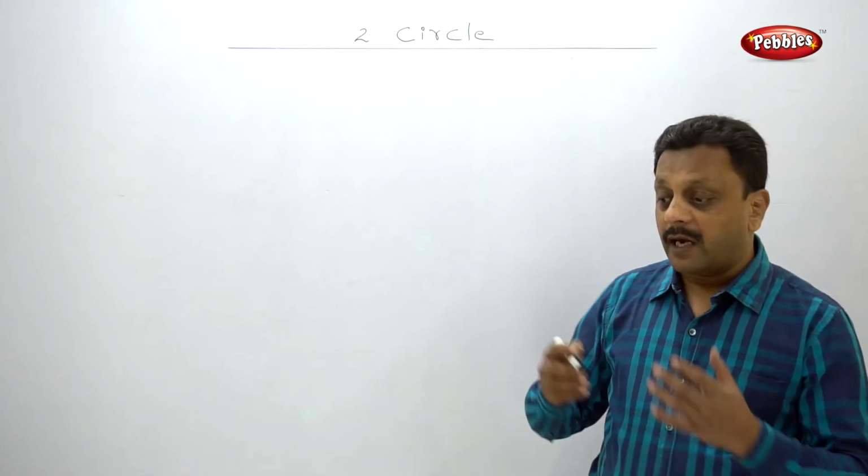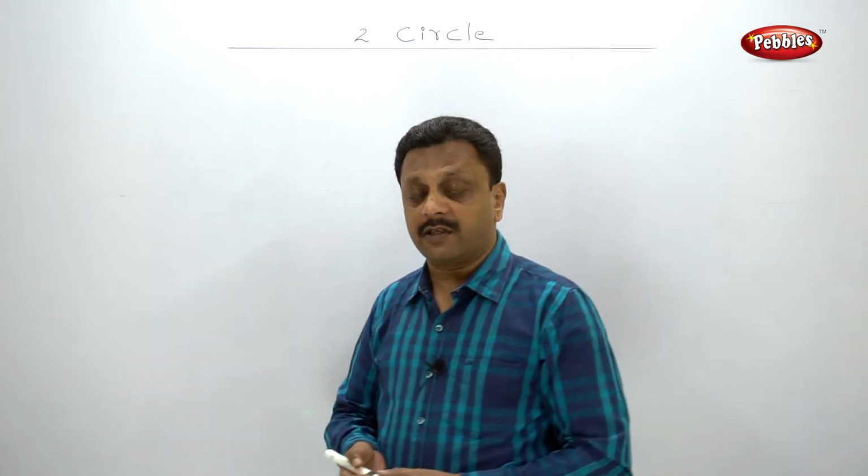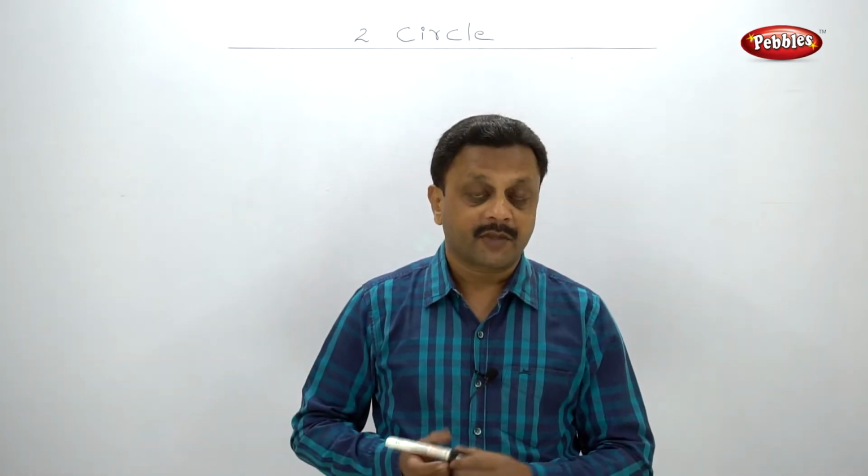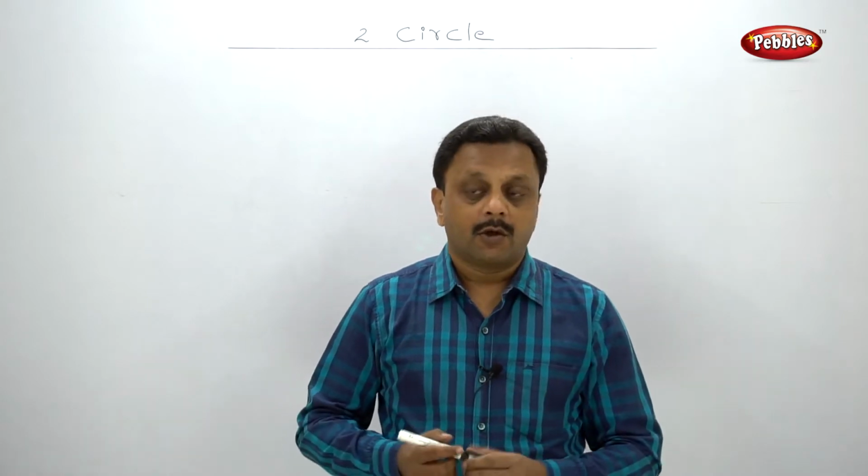So solving this is easy, but in the exam the problems are at random. At that point, if in the circle there are 10 to 15 theorems or properties, students don't understand when we should use which property or which theorem. That is the main problem. So in this chapter, our approach to solving the problems or understanding the chapter will be something different.